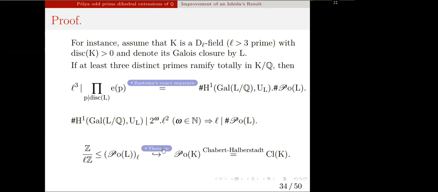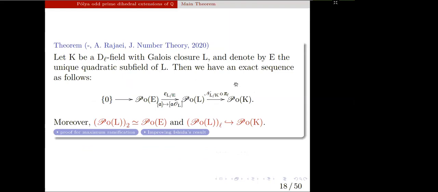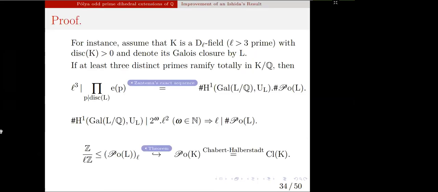And the main theorem of this section, namely this exact sequence, and we have seen that the L-torsion subgroup of L would be embedded in the Pólya group of K, completes the proof. It should be mentioned also that recently Chabert and Halberstadt have proved that in DL fields K, whenever L is an odd prime, the Pólya group of K would be equal to the whole ideal class group of K.